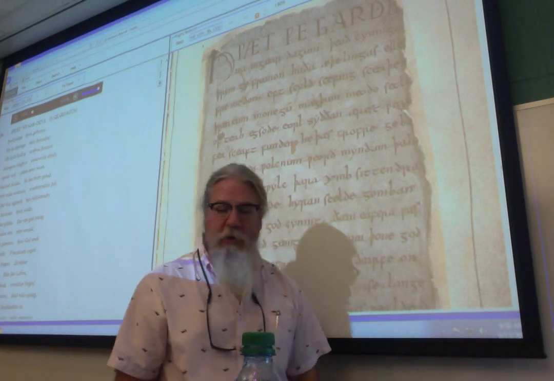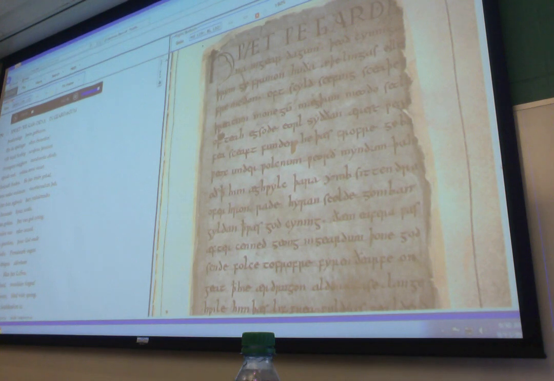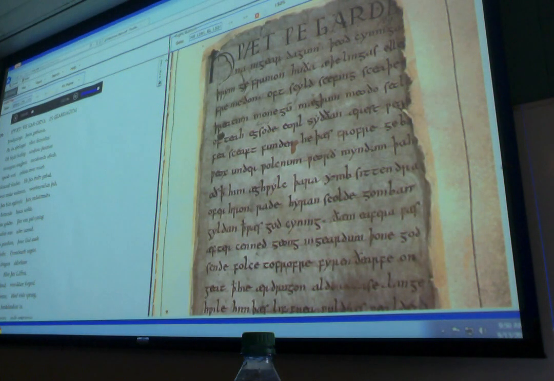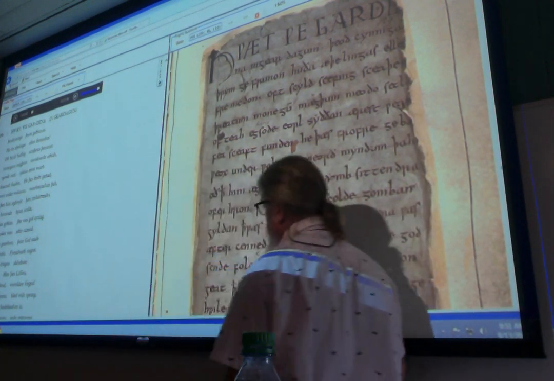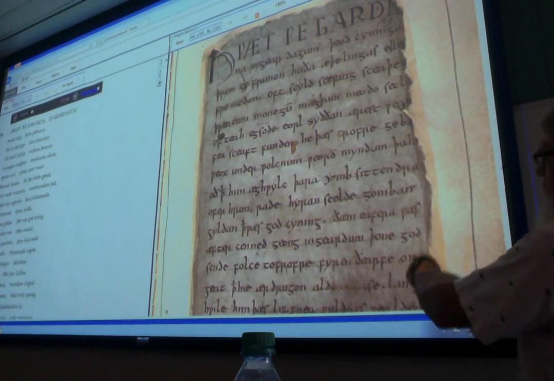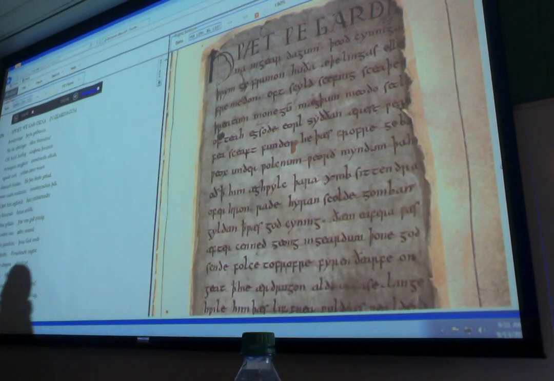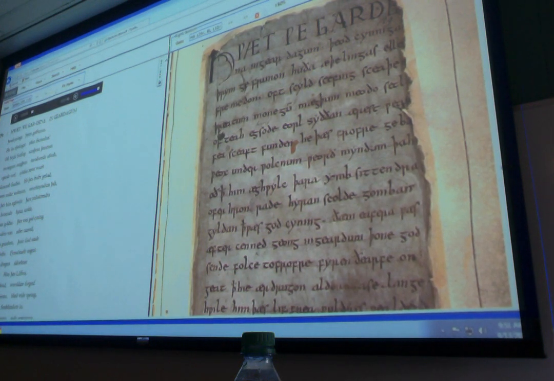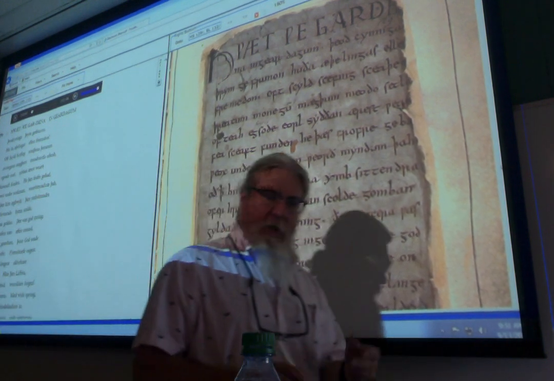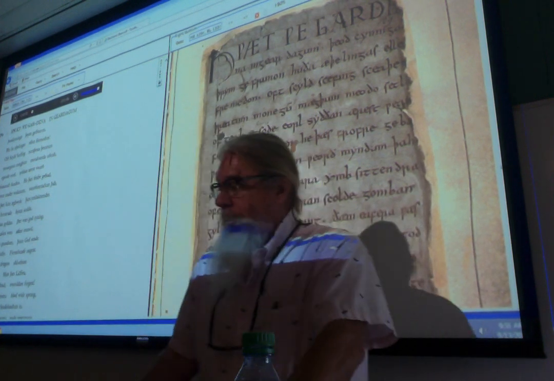Okay. Now, if you look at the manuscript, this is it. Kill the lights a little bit. Notice this edge is nice and straight. Okay. This edge is all jagged. Why? Because in 1731, there was a fire at Ashburnham House, which is where Cotton had his library.